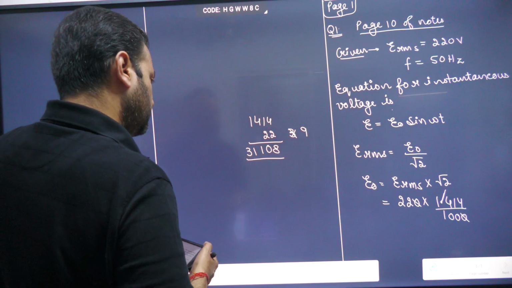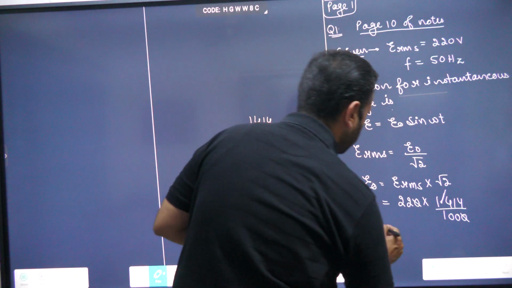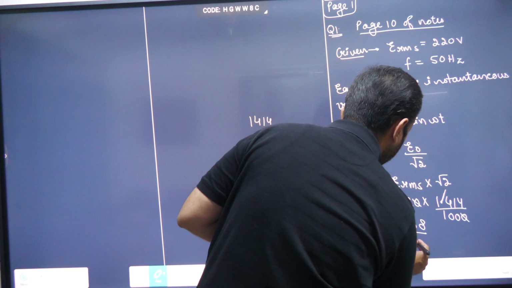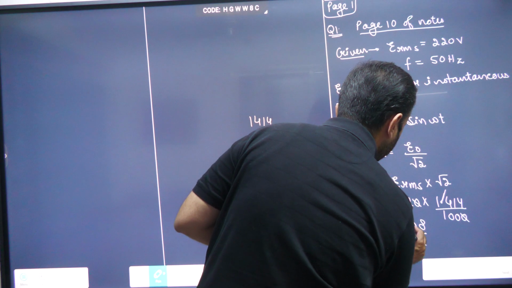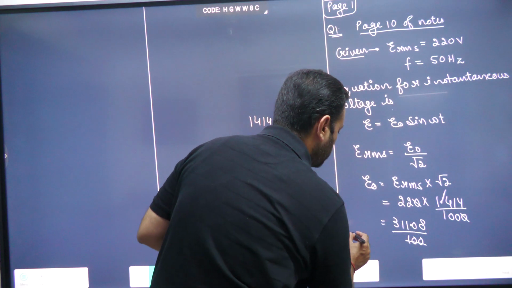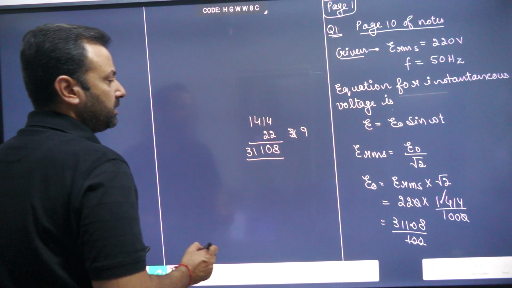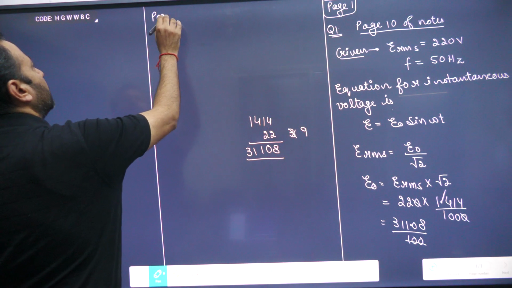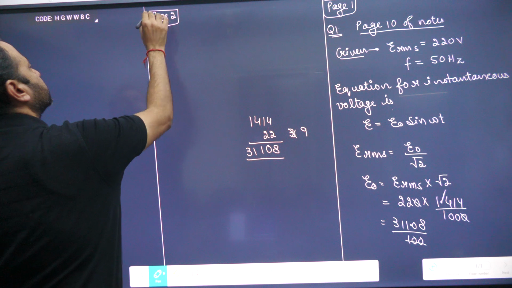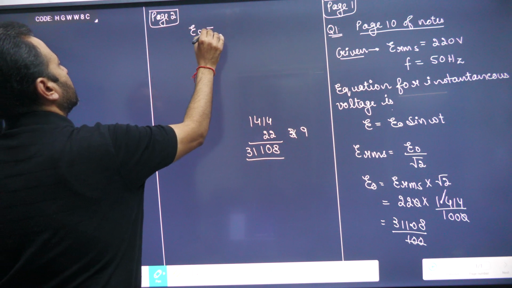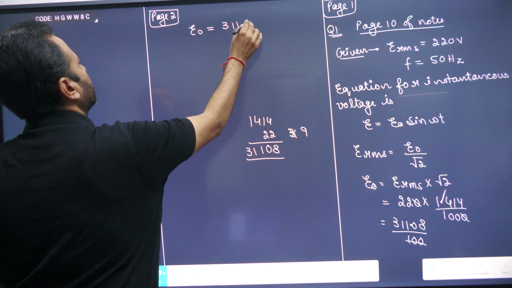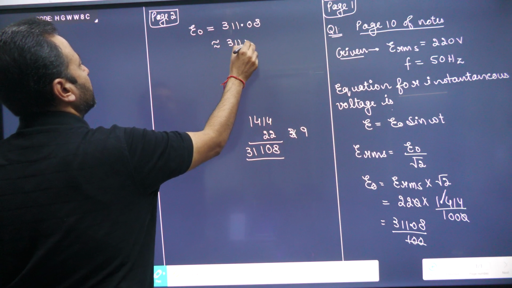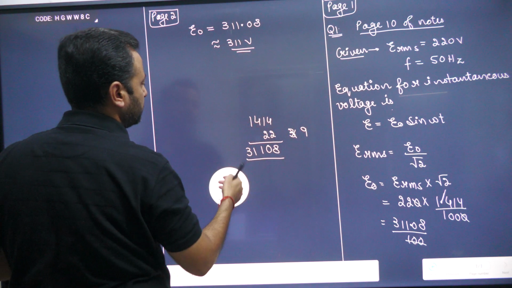31108 divided by 100. 100 will cancel out and we will get the decimal here. So what is the value of E naught? E naught is 311.08. Approximately we can write it as 311 volts. Is this clear to you?